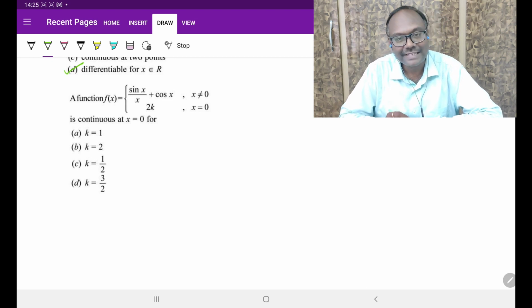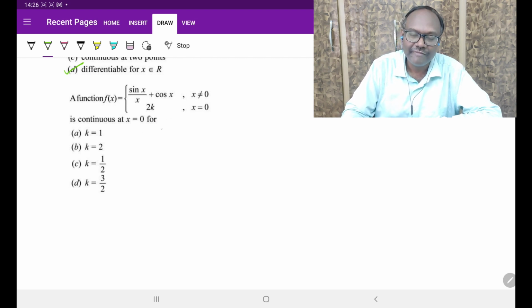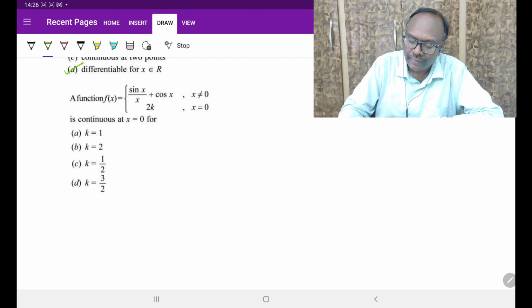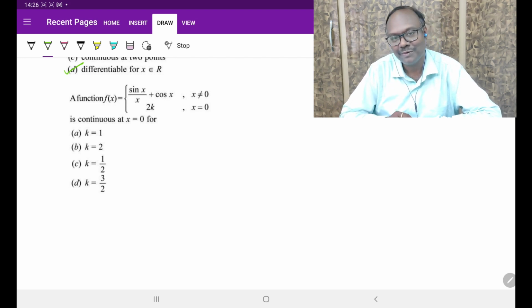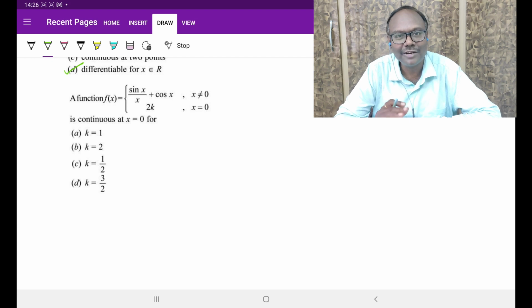Now let us see the next question. A function f of x is sin x by x plus cos x where x not equal to 0, and is equal to 2k if x equal to 0, and is continuous at x equal to 0. We know that a function is said to be continuous if the limiting value of the function equals the value of the function. Here, if you observe, there is only one definition for x not equal to 0. When x not equal to 0, it means x takes a value either less than 0 or more than 0, but not 0.